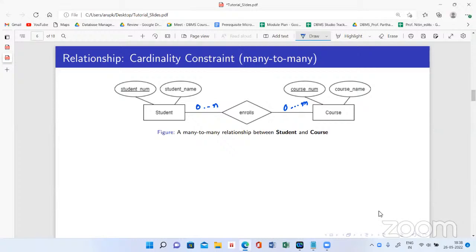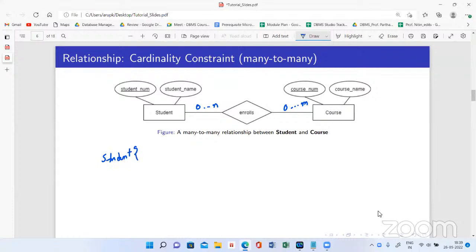So what could be the table representation for this? How do I convert it into a table? How many tables will be required to represent it? Like one more table is required actually. Let us draw one for student and one for course, and one more table.